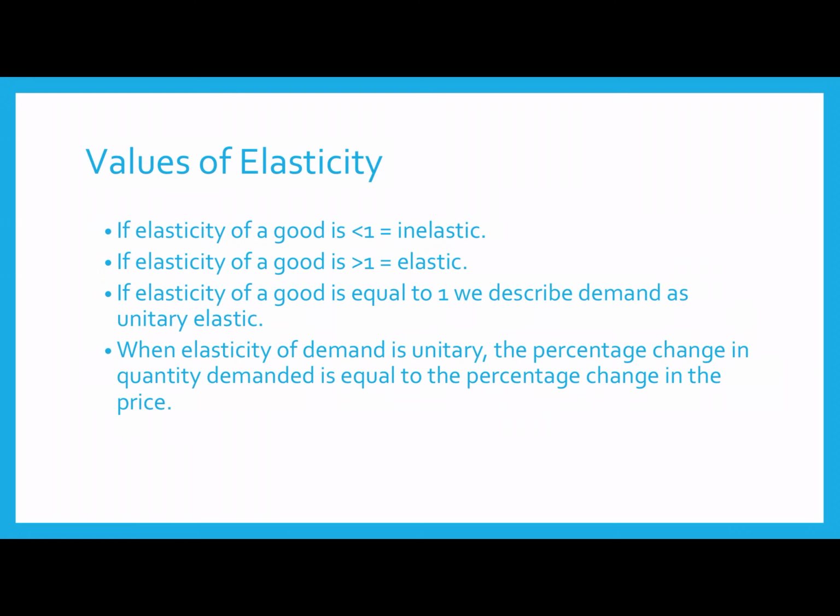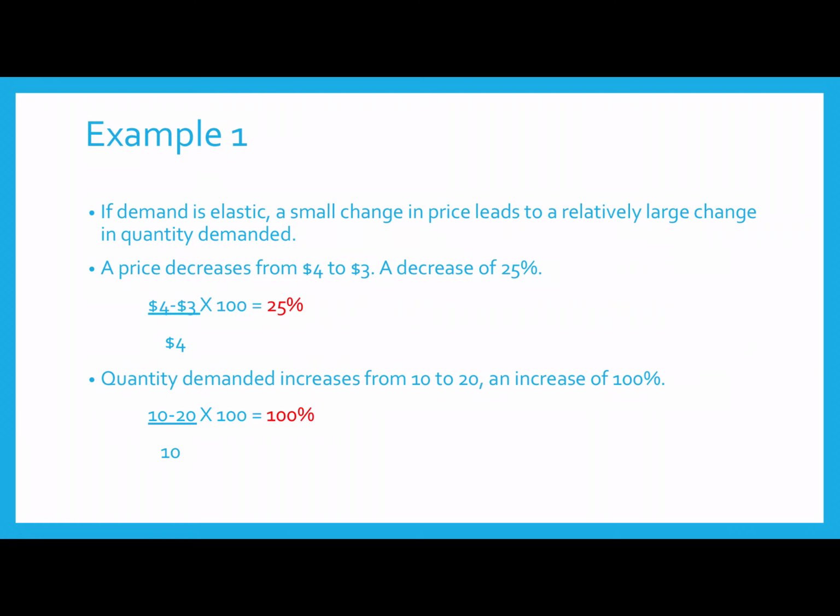All right, values of elasticity. So if the elasticity of a good, after you calculate it using the formula, is less than 1, the good is inelastic. If it's greater than 1, it is elastic. And if it is exactly 1, we call that unitary elastic. When elasticity of demand is unitary, the percentage change in quantity demanded is equal to the percentage change in the price. So let's look at the example.